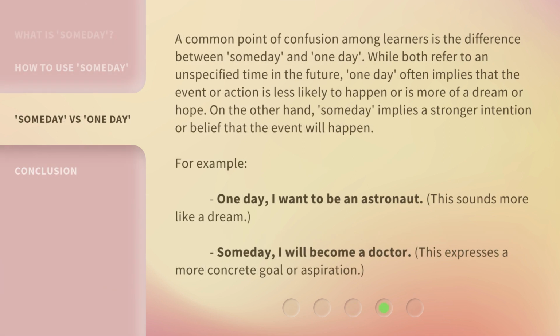A common point of confusion among learners is the difference between someday and one day. While both refer to an unspecified time in the future, one day often implies that the event or action is less likely to happen or is more of a dream or hope. On the other hand, someday implies a stronger intention or belief that the event will happen. For example, one day, I want to be an astronaut. This sounds more like a dream. Someday, I will become a doctor. This expresses a more concrete goal or aspiration.